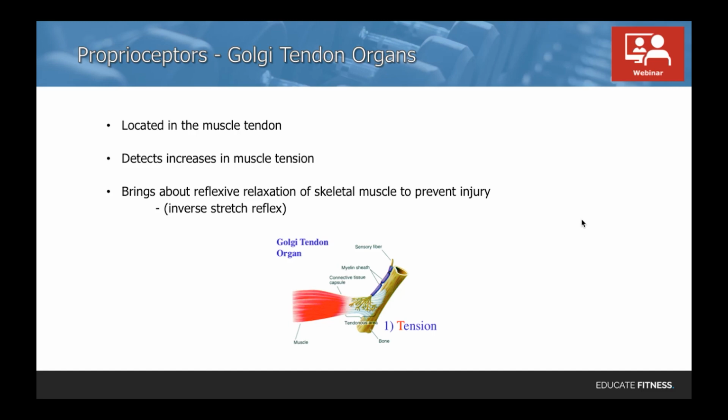So that is an example of the Golgi tendon organ, PNF stretching. You're going to fight against each other for those 6 seconds. It's going to detect an increase in muscle tension. And then because it's detected an increase in muscle tension, once the client does relax, you're going to be able to push it further because the Golgi tendon organ has automatically brought a reflexive relaxation to the muscle. Any questions on that, guys, before I move on?